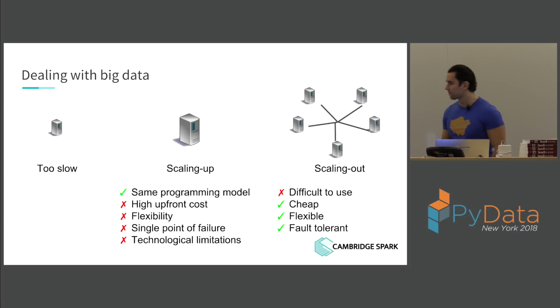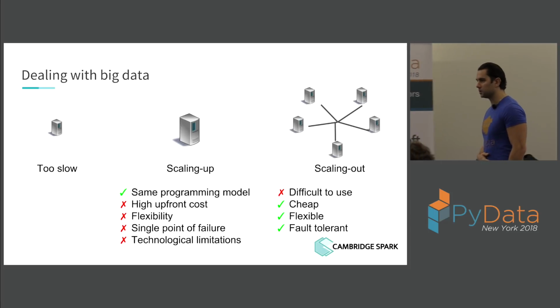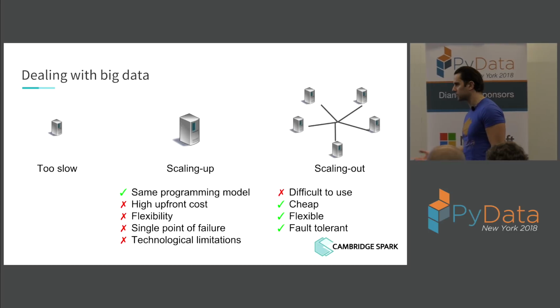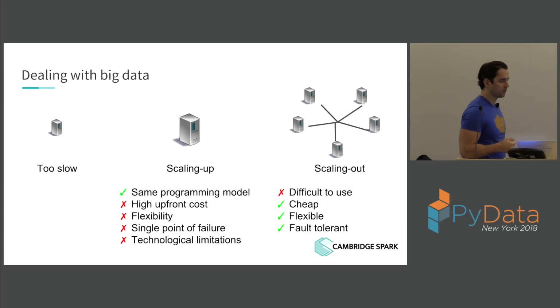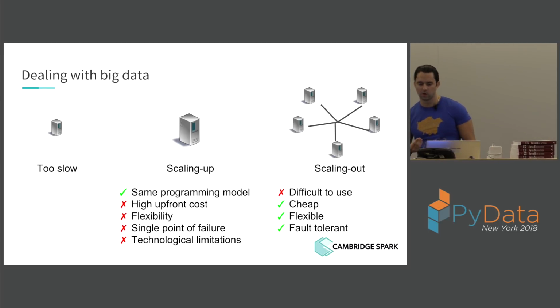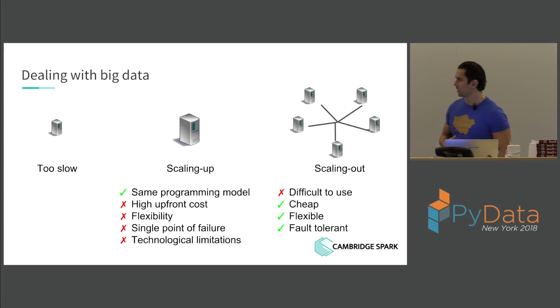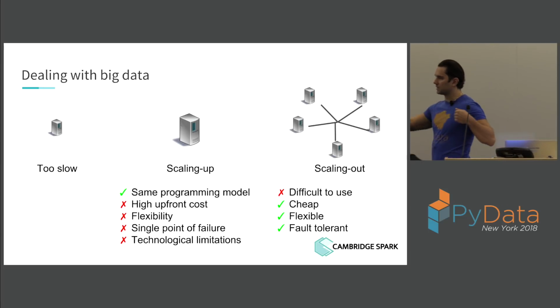Now, scaling out is more difficult to use, again, because we have to coordinate, split the work, merge it together, and we'll talk about Spark. Potentially it's cheaper. We can get a lot of cheaper machines to work together, as opposed to investing into one larger machine that is more expensive. You get flexibility, so we can adapt with the demand.